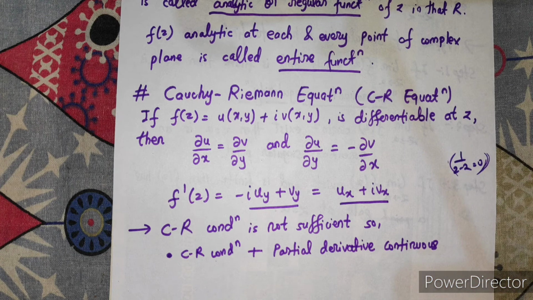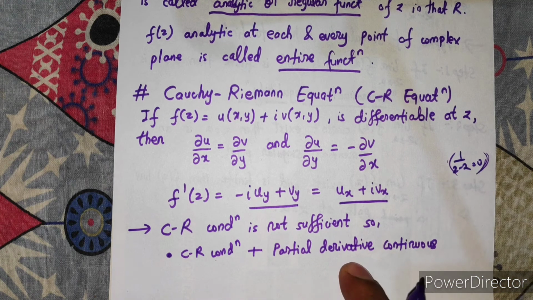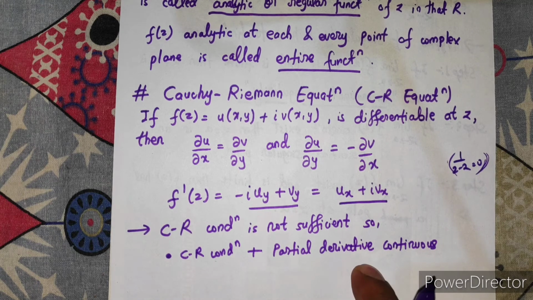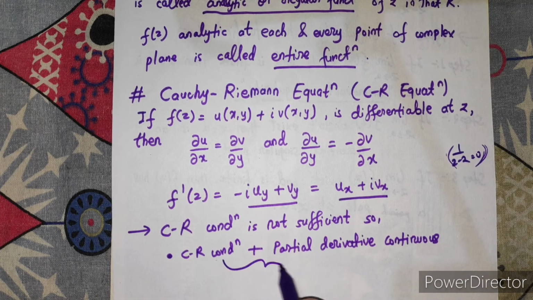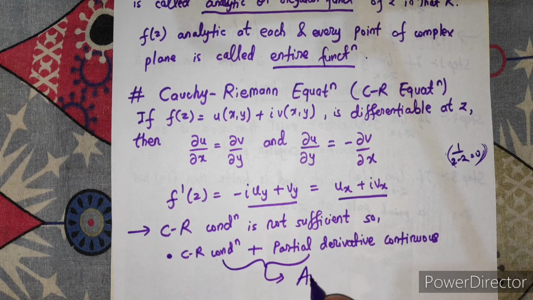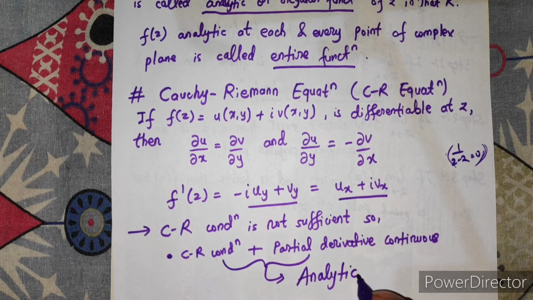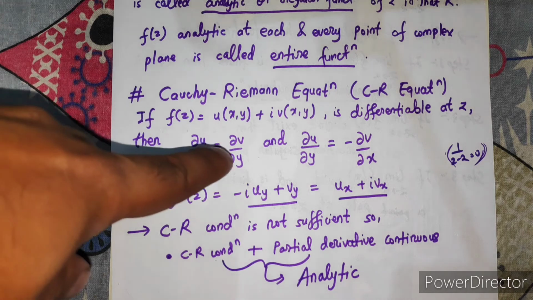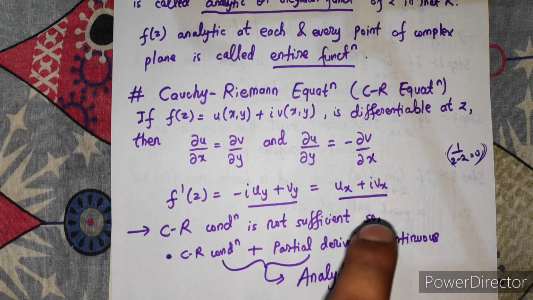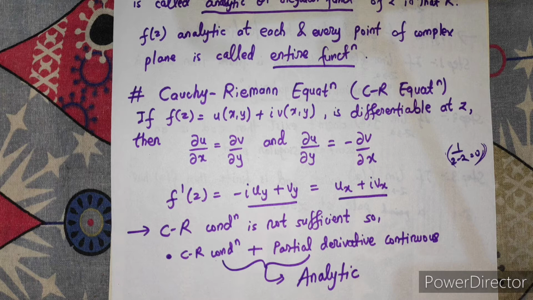So in such cases, we have to check the CR condition and that the partial derivatives are continuous. If these two conditions are satisfied, then the function is analytic. So we will be asked to check whether the function is analytic or not. You have to verify the Cauchy-Riemann equation, see whether it is continuous or not, and solve. We will see the numerical implementation in the next video, because it will be lengthy.